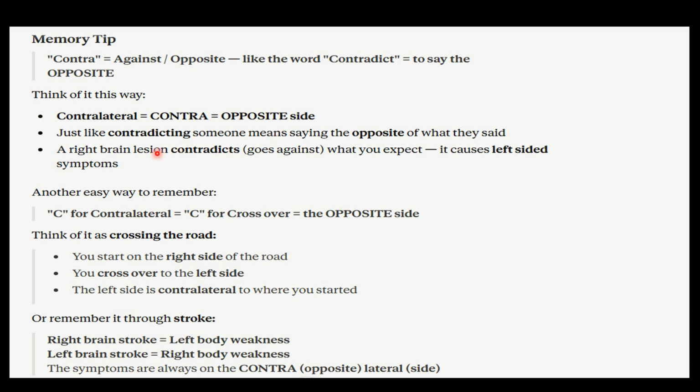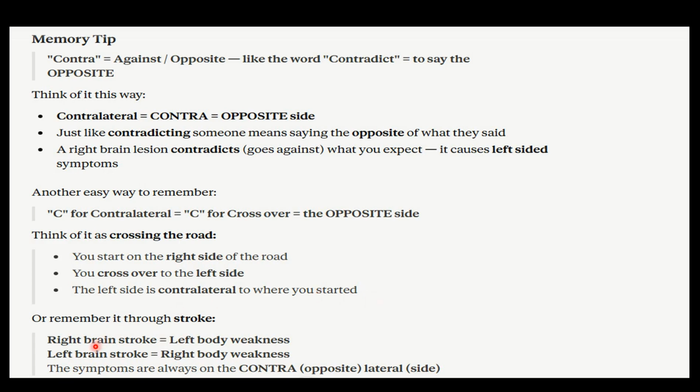Another way is, contradicting someone means saying the opposite of what they said, right? So if you take the example, a right brain lesion contradicts, it goes against what you expect, it causes left side symptoms. Okay. Another best way to remember this is that in contralateral we have the letter C. Consider C as crossover, so the opposite side. Think of it as crossing the road. You start on the right side of the road, you cross over to the left side. The left side is contralateral to where you started.